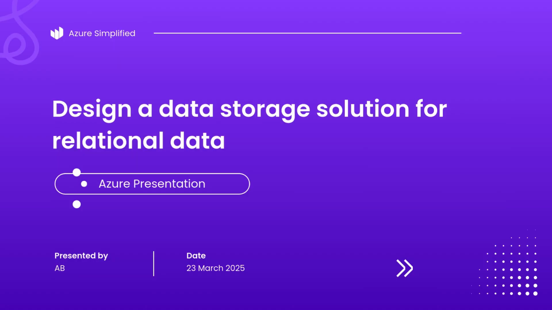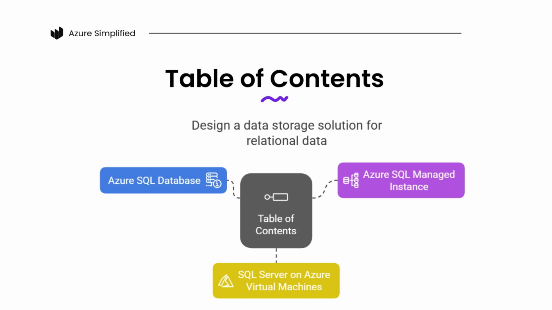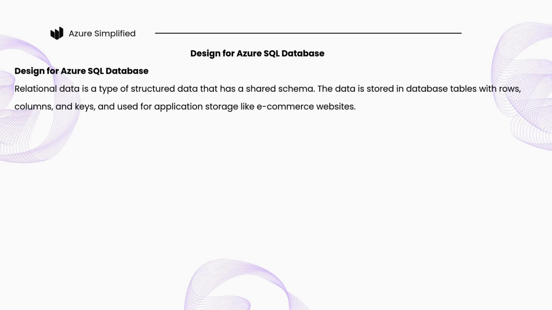In this section we are going to learn about how to design a data storage solution for relational data. 1. Design for Azure SQL Database, a fully managed relational database service with built-in optimization, scalability, and security. 2. Design for Azure SQL Managed Instance, a PaaS solution offering near full SQL Server compatibility with automated maintenance and security. 3. Design for SQL Server on Azure Virtual Machines, a customizable SQL Server deployment on Azure VMs with full control over configurations.